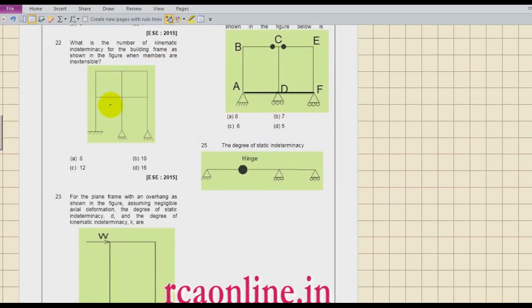So kinematic indeterminacy. Okay. So 3, 3, 3, 3, 3, 3. So you get 18. 18 plus 1 plus 1. So how much? 20. Is it okay? Now, how many members? 1, 2, 3, 4, 5, 6, 7, 8, 9, 10. So 10 members. So how much is the kinematic indeterminacy? It is 10.